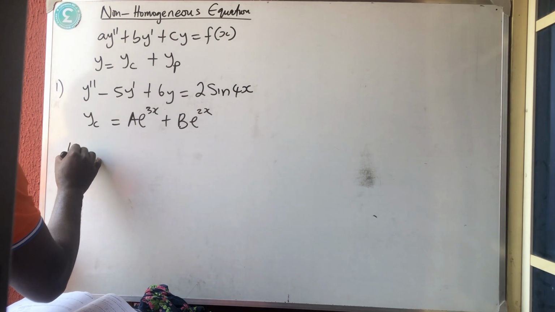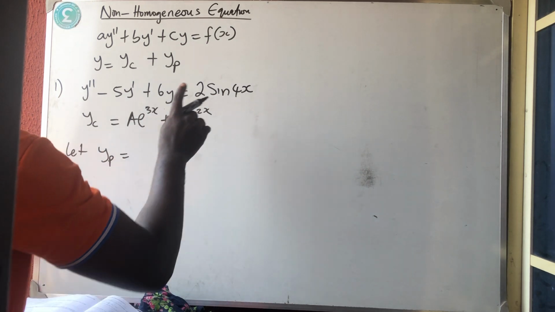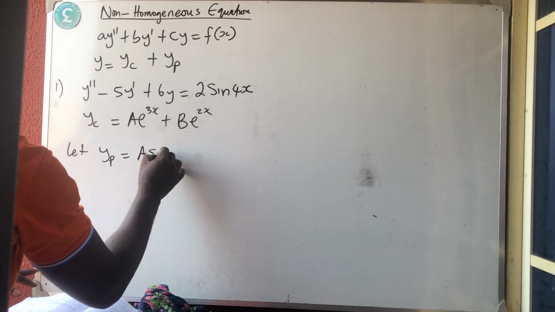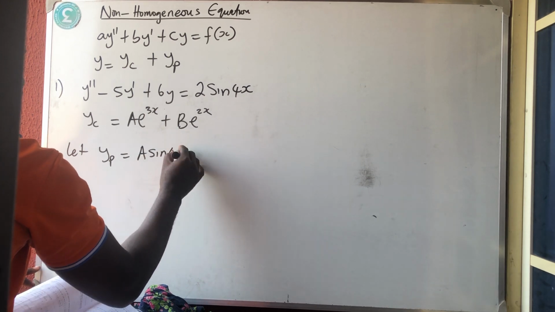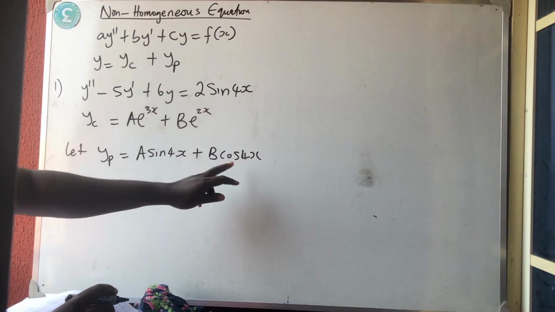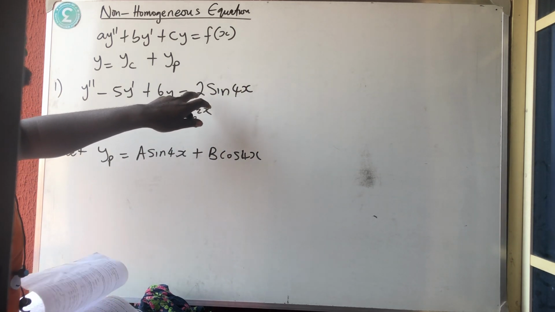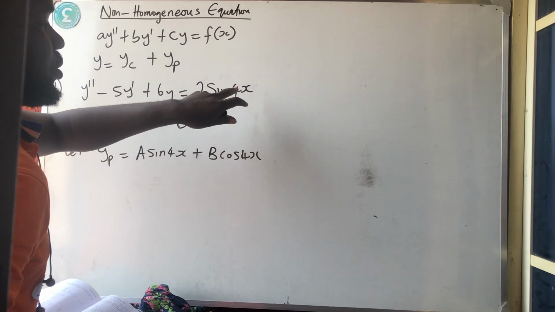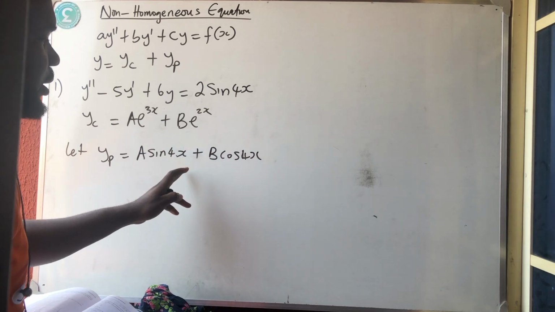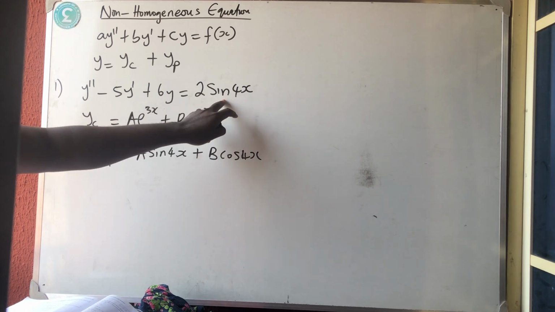So let YP be equal to, anytime you have trigonometry, it must be complete. Since I have sine 4x, I will say let YP be A sine 4x plus B cos 4x. It must be complete sine and cos. Even if I'm having 10 cos x, it must be A sine x plus B cos x. There must be 2 of them. Please, you must put 2 of them, even if you have only sine or cos.